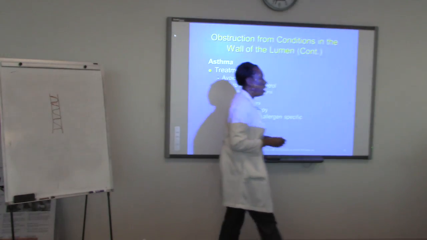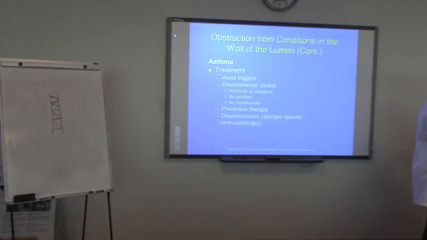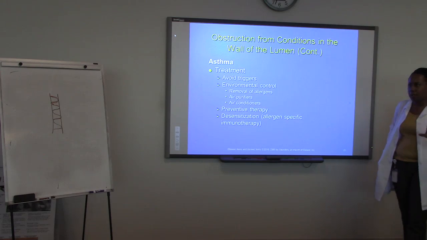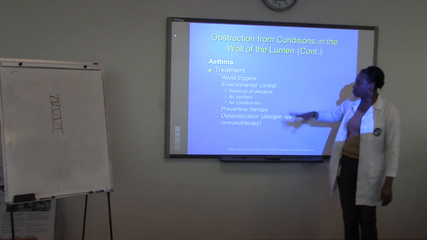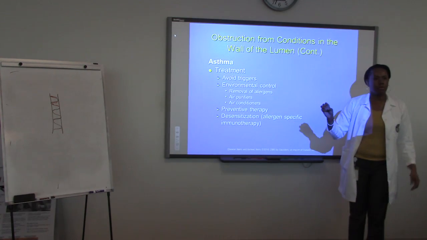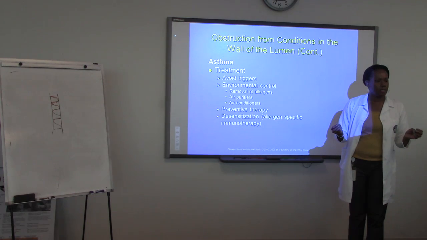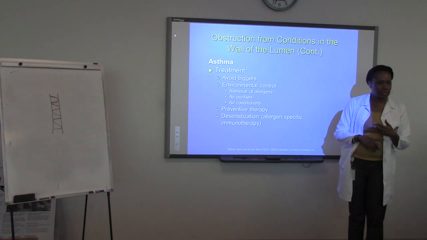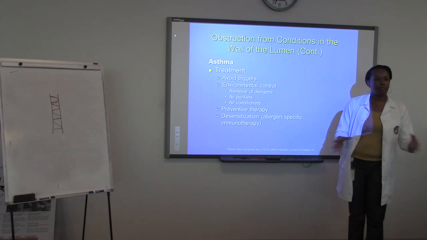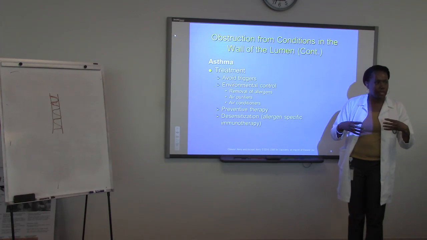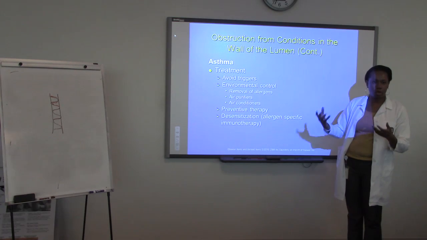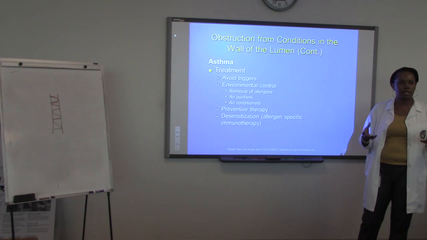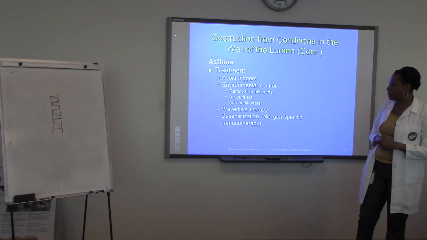Treatment: avoid the triggers. If they know what they're allergic to, stay away from it. Environmental control. We know that patients that have asthma sometimes have to get rid of the pet, get rid of the carpets in the home, and make sure they have proper ventilation. Even air purifiers sometimes help, because any type of dust or pet dander can trigger that asthma.